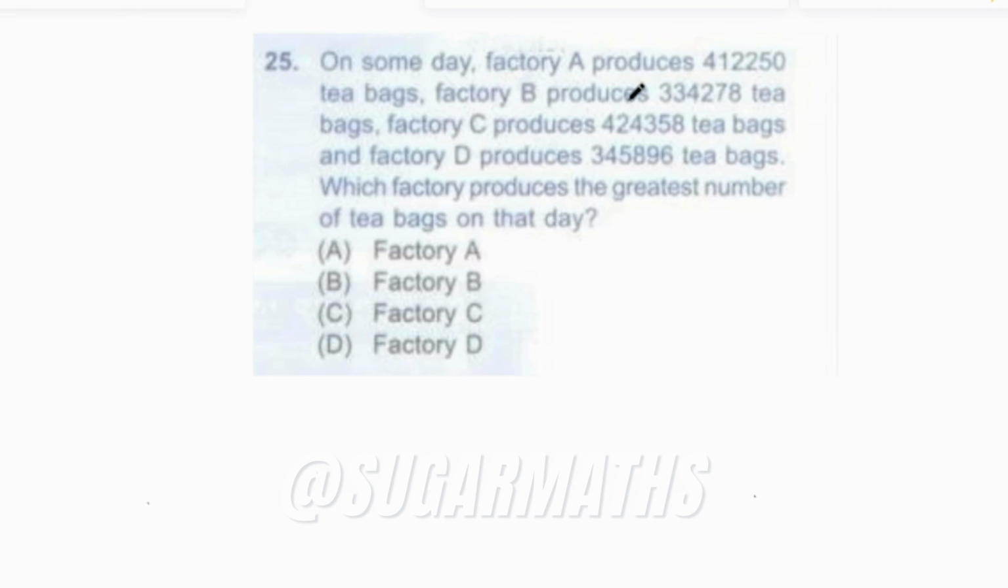If you see, all our options A, B, C, and D are in lakhs. 4 lakhs, 3 lakhs, 4 lakhs, 3 lakhs, right? So we can immediately eliminate option D and B because there are 3 lakhs range, but option A and option C are in the 4 lakh range. So among these, factory C produces 4,24,358 tea bags, which is higher. So we have to check factory C, which is option C, produces the highest number of tea bags.